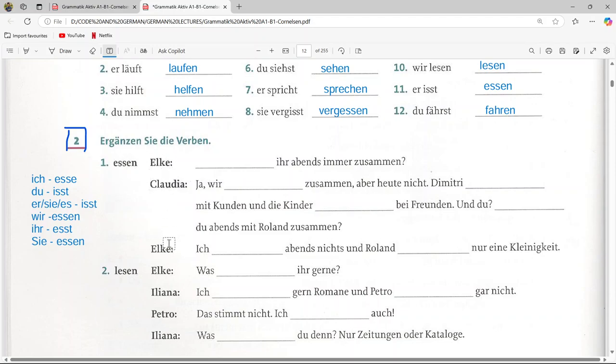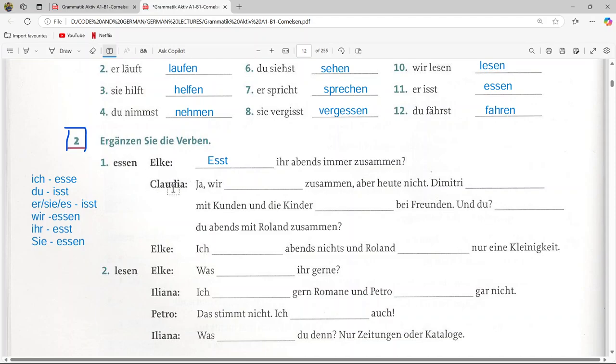So this is the conversation between two persons, Luke and Claudia. Luke is asking a question and we have to fill in the essen verb, and the pronoun here is ihr. For ihr the conjugation is esst, so we'll just write here esst. And now the sentence becomes: Esst ihr abends immer zusammen? So do you guys eat together for dinner?